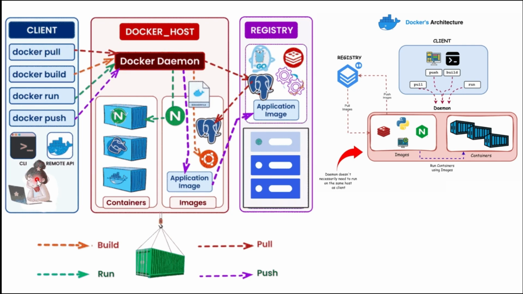Docker CLI is the command line. It's the client. Docker host is where the Docker daemon, dockerd, runs, and the registry is where you store the images and pull them.